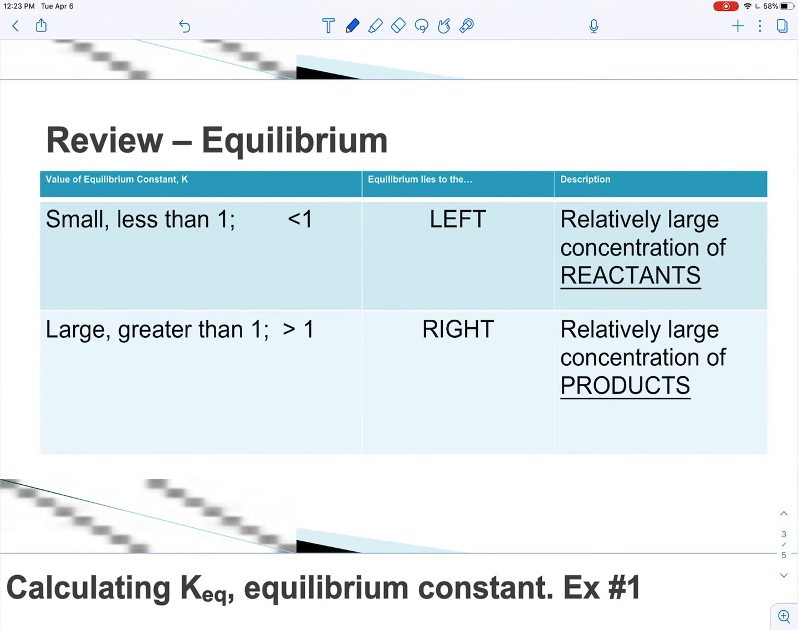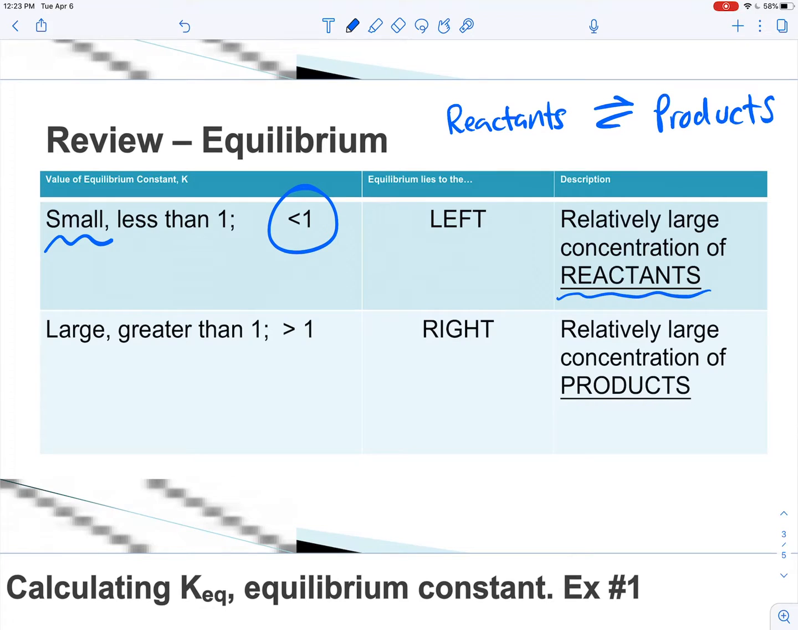So how can we figure this out? If your K is less than 1, if you get a small number, then we say equilibrium lies to the left. Remember, reactants are on the left side. And this means that we have a relatively large concentration of reactants. If, however, we have a large number, something greater than 1, then we say equilibrium lies to the right, meaning we're forming a relatively large number of products.